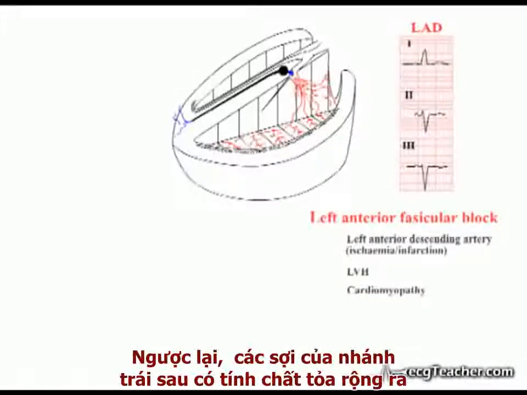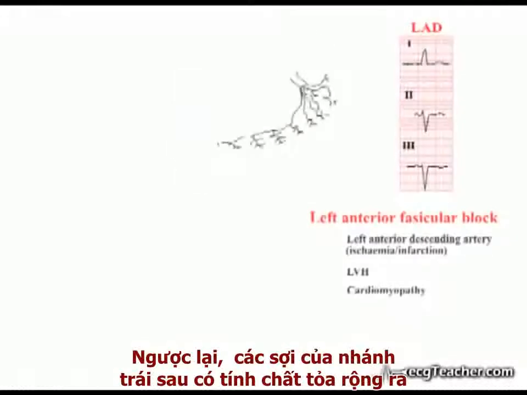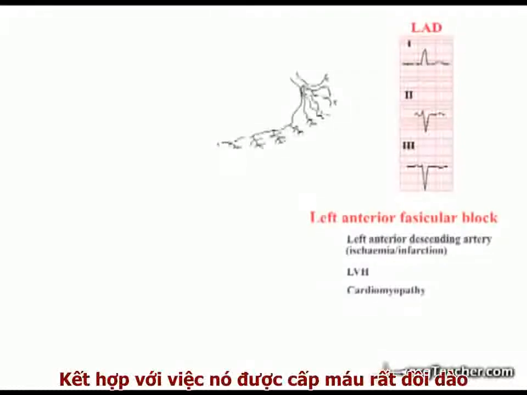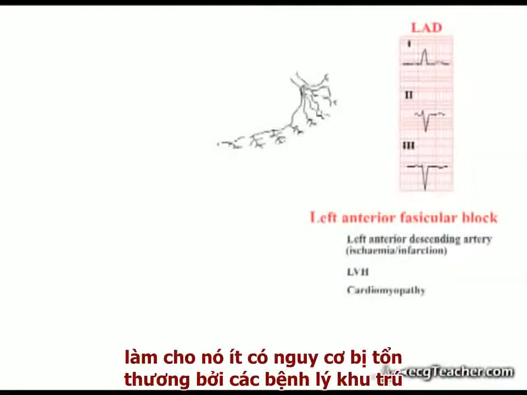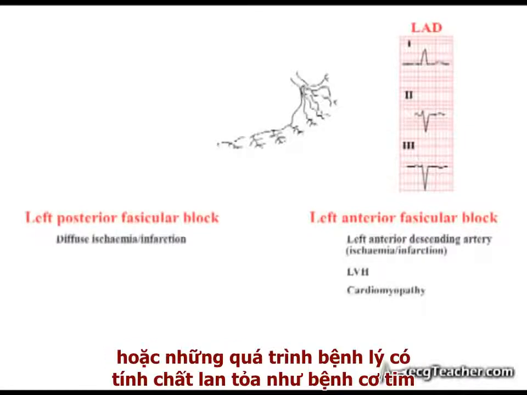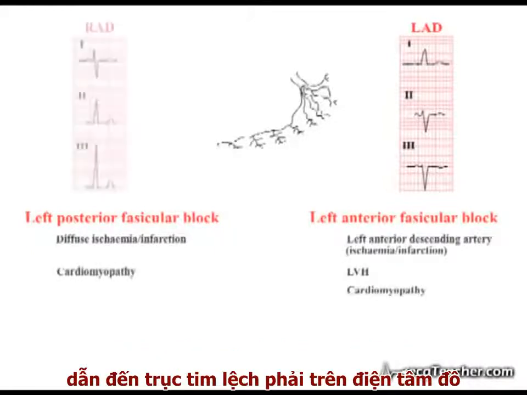In contrast to its compact anterior counterpart, the fibers of the posterior fascicle are widely spread out. This, combined with a dual blood supply, makes it far less likely to be damaged by focal cardiac pathology. It may, however, be involved in widespread cardiac ischemia or in diffuse disease processes such as cardiomyopathies, resulting in right axis deviation on the ECG.